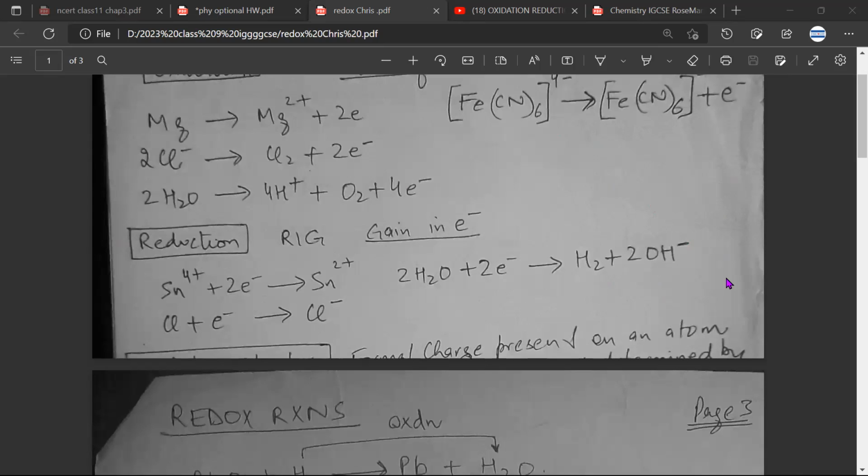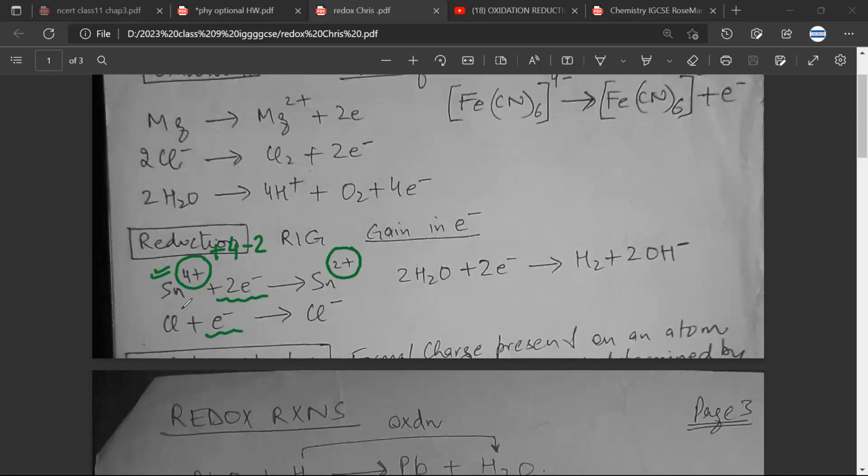Yes, sir. Okay. So reduction is the gain of electrons. When I write gain of electrons, this is the way I like to write it. This cation, when it got two electrons, was plus 4 charge, and when two electrons were added to it, it became plus 2 charge. Do you see this? Yes, sir.